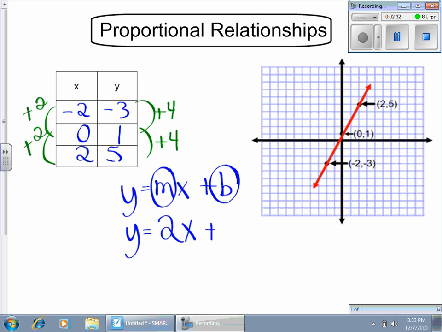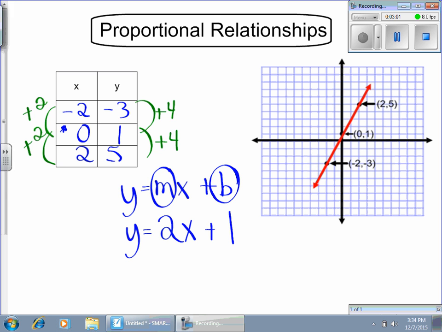To figure that out, I'm going to go back over here and find where my x value is 0. And I see that right here. The y that goes along with the 0 is my y-intercept, which is 1. So my y-intercept here is +1. The whole equation is y equals 2x plus 1.